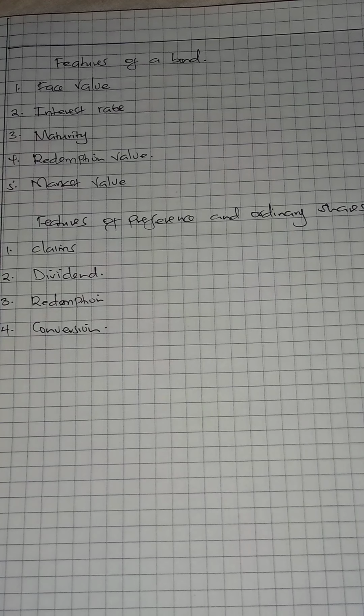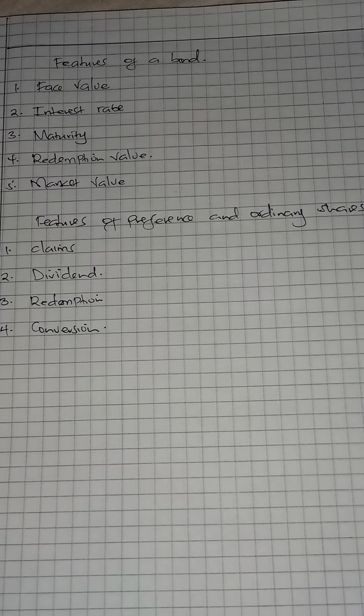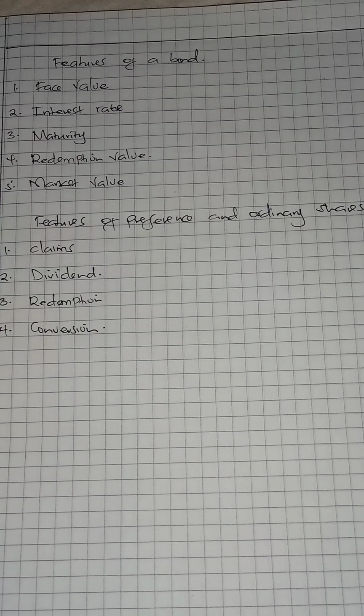So let's go to the features of preference and ordinary shares. The following are the features of preference and ordinary shares. One, claims. Preference shareholders have a claim on assets and income prior to ordinary shareholders. So equity or ordinary shareholders have a residual claim on a company's income and assets. They are the legal owners of the company.